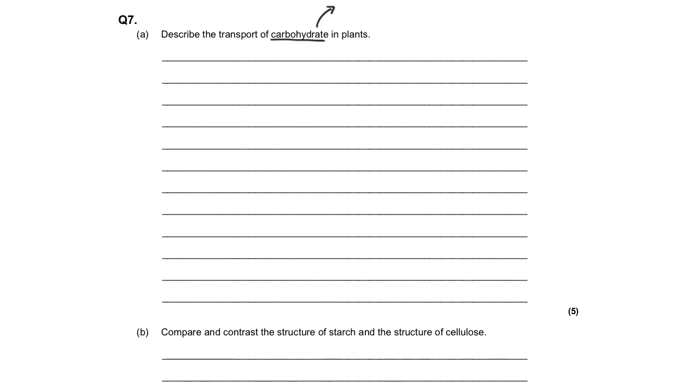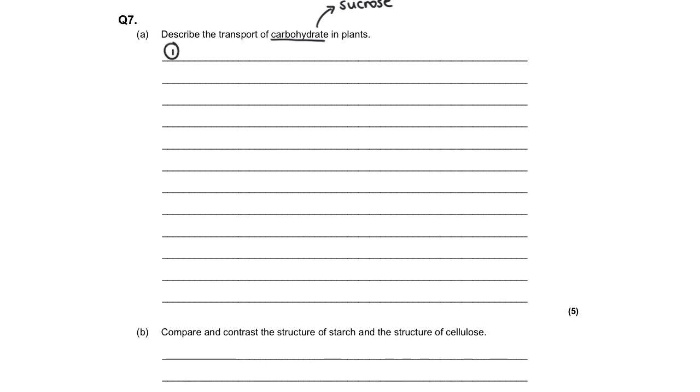First thing we need to realise is that the carbohydrate that we're talking about is sucrose. Please don't, in any transport of carbohydrates in plants questions, talk about glucose. It's never going to be glucose. Glucose is metabolised. When we've talked about photosynthesis, we've said that we're producing organic molecules, not just glucose. But for the purposes of translocation, it is sucrose only that we are talking about.